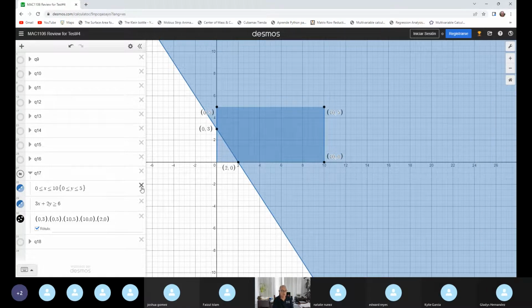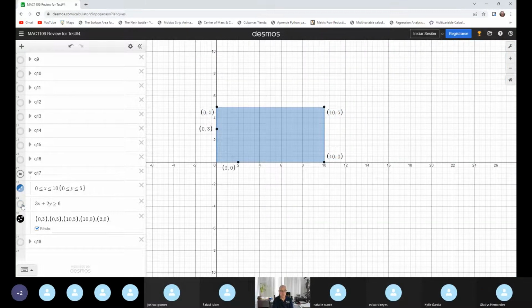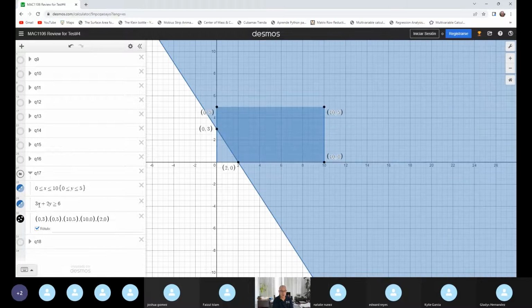Actually, in my Desmos it doesn't accept this separately. Here, this is the rectangle in the first constraint. And it's above the line. So basically, this is a pentagon, no? 1, 2, 3, 4, and 5 sides. And the corners are easy to determine, that is 0,3, 0,5, 10,5, and 10,0, and 2,0.